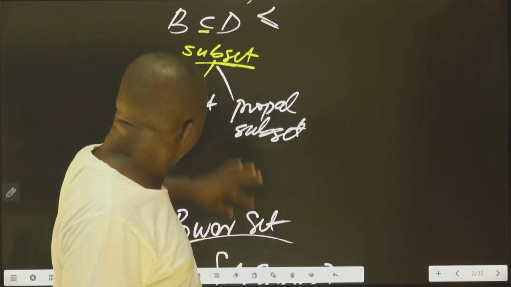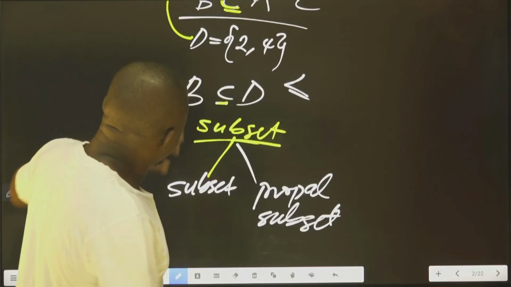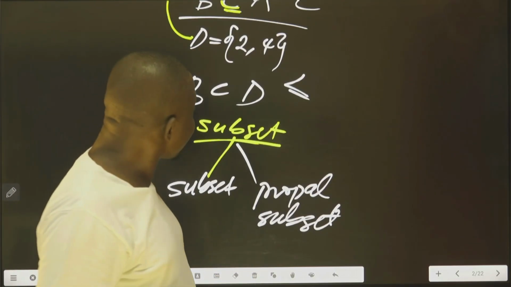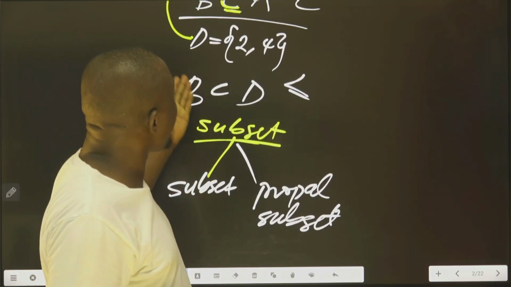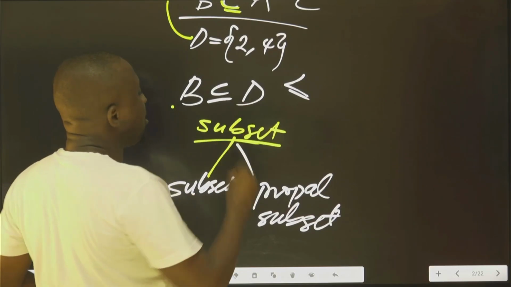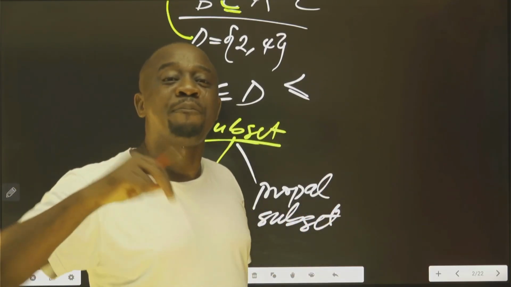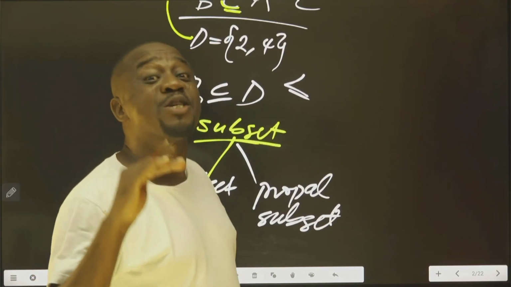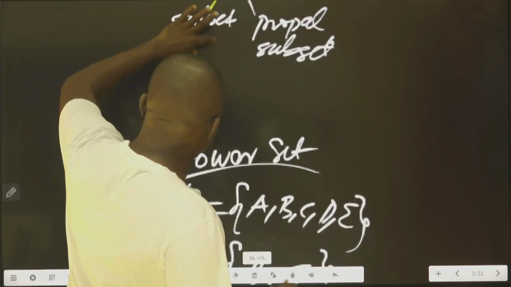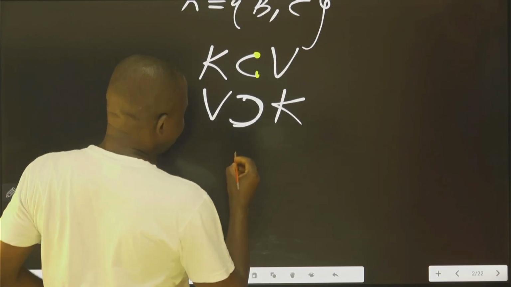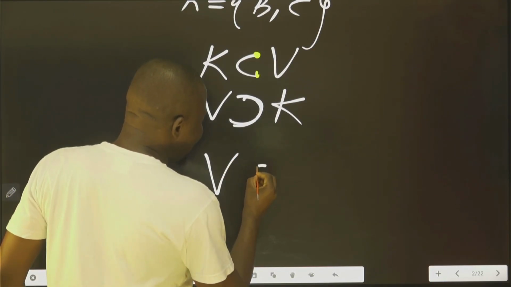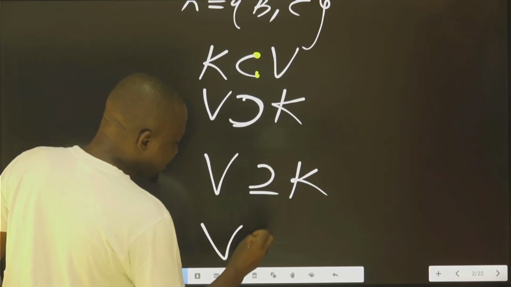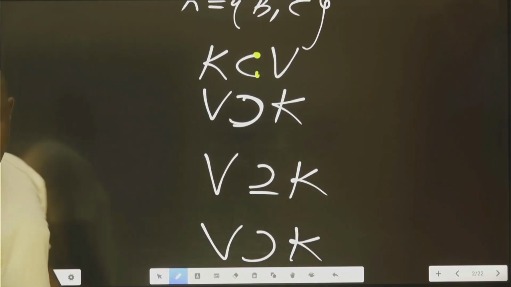Also, this one we call proper subset. For instance, B is a proper subset of D or whatever. We can also have proper superset and superset. When you are superset, it means we have to consider you like this. That is, you are superset of K. This is what? Proper superset.